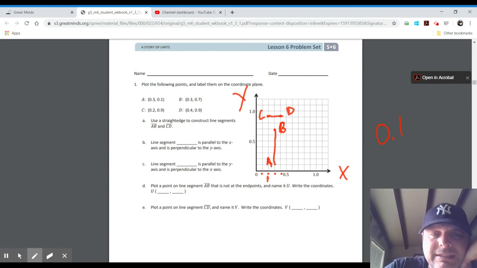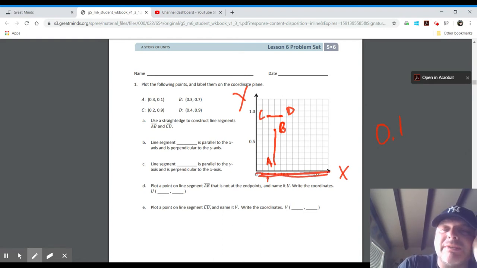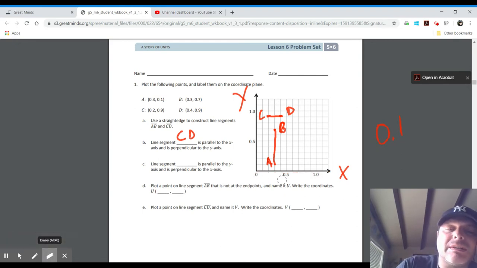So it says line segment blank is parallel to the x-axis and perpendicular to the y. So which one is parallel to x? Which one goes in the same direction as the x? Which one goes right to left? And if you said CD, you're right. It's parallel. And it's also perpendicular to line Y over on the other side. Okay, I'm going to erase that.